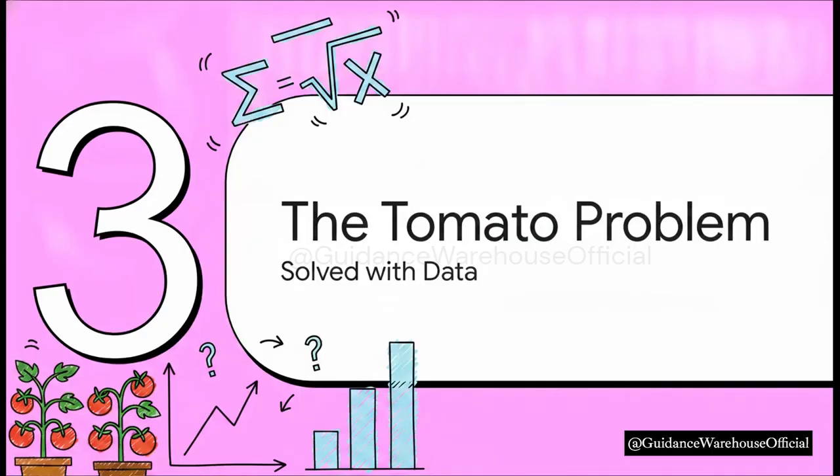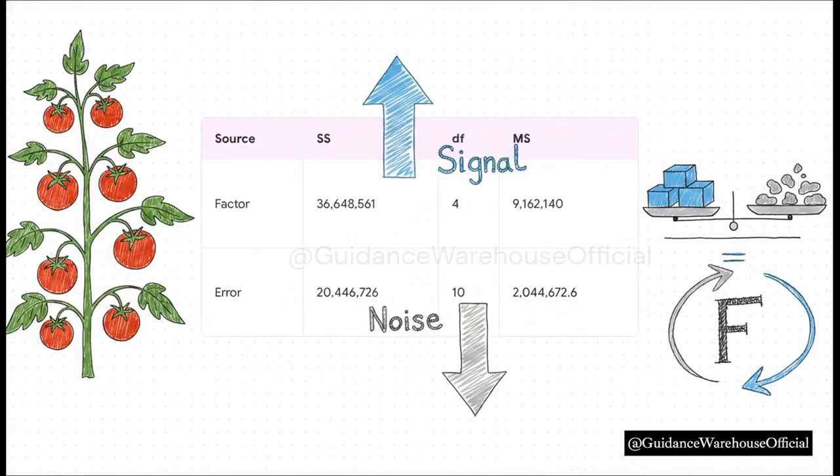Let's make this super concrete by taking that formula and applying it directly back to the actual data from our garden. If we look at the ANOVA table for our tomato yields, I want you to focus on the MS column. That stands for mean squares. Our factor, or between mean square, which is our signal, is over 9.1 million. Huge, right? Meanwhile, our error, or within mean square, the random noise, is about 2 million. So to find our F statistic, we simply divide that between number by the within number.